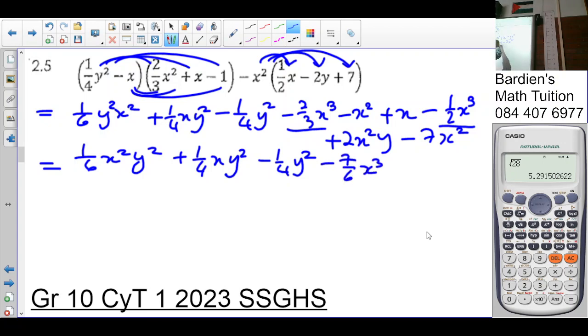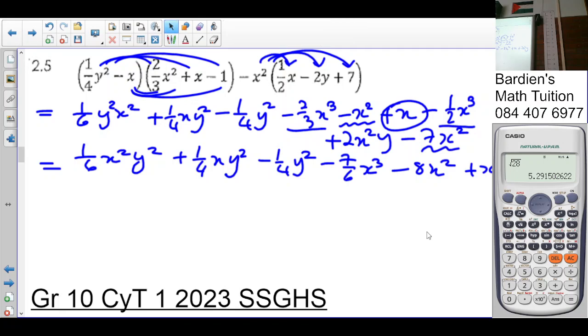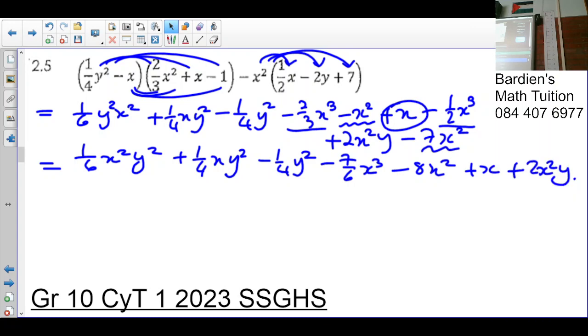You can use a calculator if you like. Those two are like terms again. So negative x squared minus 7x squared is negative 8x squared. The x is on its own, so it's plus x, and the last term is also on its own, which is plus 2x squared y. Just ensure that's correct, as we know there's a lot of terms involved there. So it's 1 over 6 x squared y squared, a quarter xy squared, a negative quarter y squared, negative 7 over 6 x cubed, negative 8x squared, plus x, plus 2x squared y. That's absolutely correct. And that is your 4 marks there. I'm just going to remove the calculator there quickly, so that you can see what is behind there.